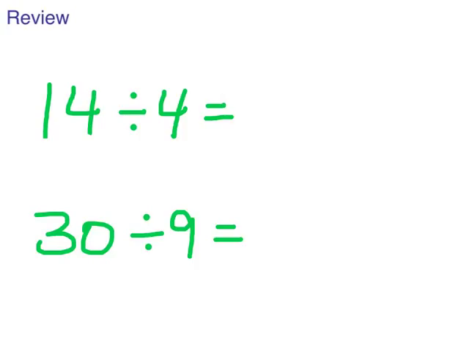So if you choose to use an array, in the first question you're going to draw 14 apples or cookies or whatever you want and try to divide them into 4 equal groups. And in the second one you're going to draw 30 of them and try to divide them into 9 equal groups. There will be remainders left over. Once you have your answers, check with your teacher to see if you did it right.